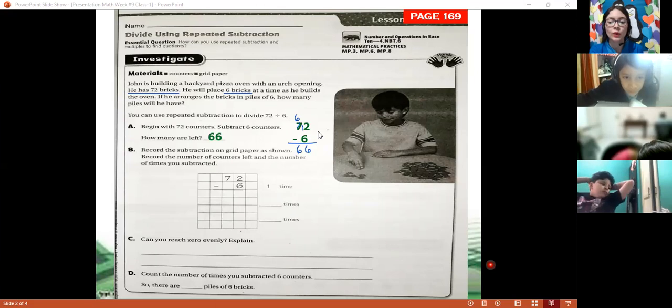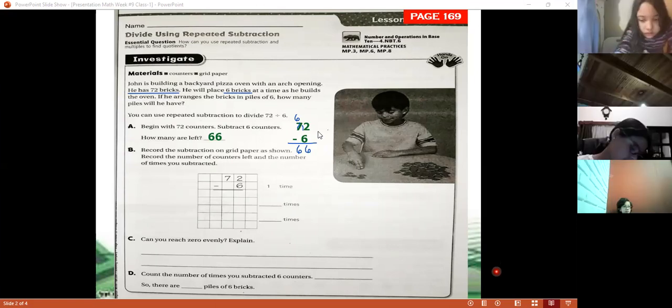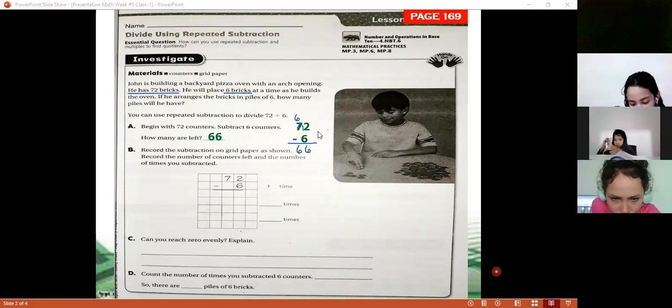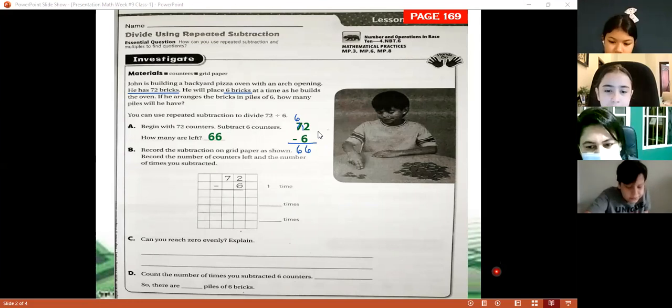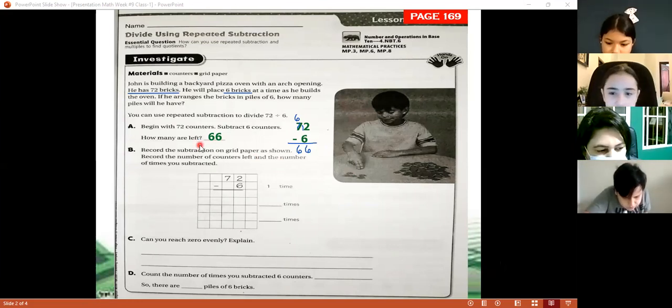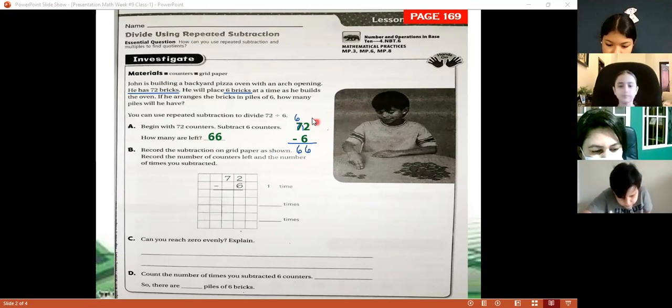In this method, we're going to divide, but we're going to do it using subtraction. This is one way to get the answer for division. We can just divide 72 divided by 6, but in this part, we're going to learn how we can divide using subtraction. Means we have to write 72 minus 6. No, just the answer, 66, because this is just to show you why 66 is the answer, because it says subtract 6 counters.